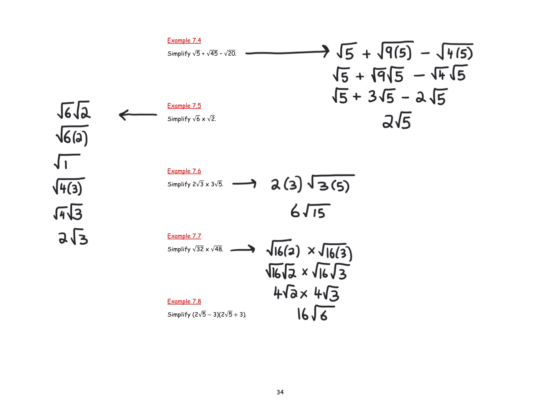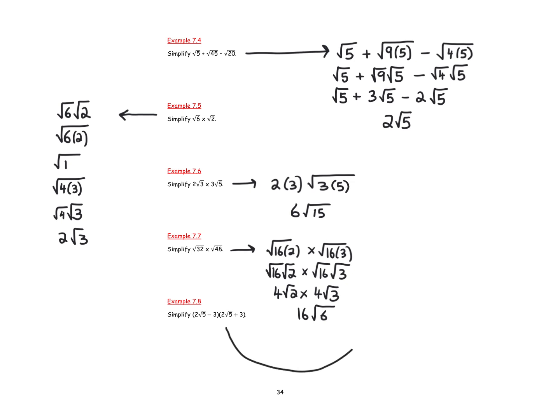The final example we'll look at here is example 7.8, and in this example we'll be multiplying 2 root 5 minus 3 by 2 root 5 plus 3. We deal with this the very same way we deal with algebraic expressions. We're going to multiply the first term in the first bracket by the second bracket, and the second term in the first bracket by the second bracket.